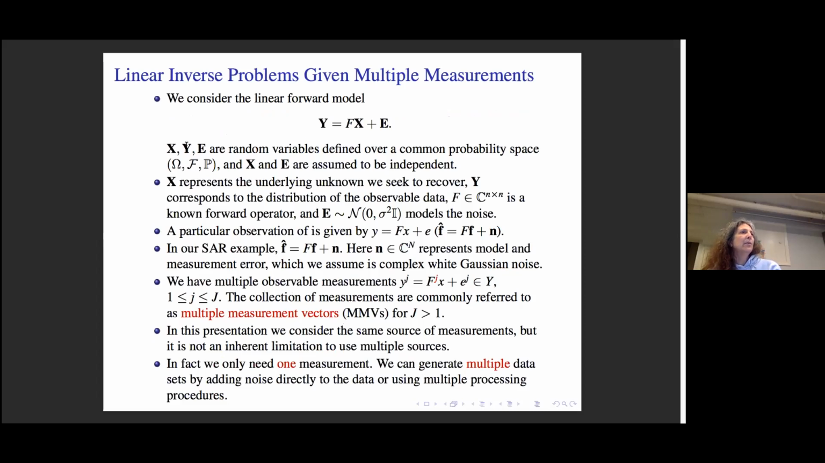Okay, so that's how we're going to frame the problem now. We're going to set up the problem in terms of these random variables. F is a known forward operator. For our research, it doesn't matter what it is, but we're just going to consider it to be a discrete Fourier transform operator, because that's sort of our application of interest. We're going to consider complex Gaussian noise. And you would have a particular observation, as we saw before, that would be given for the SAR model in this form.